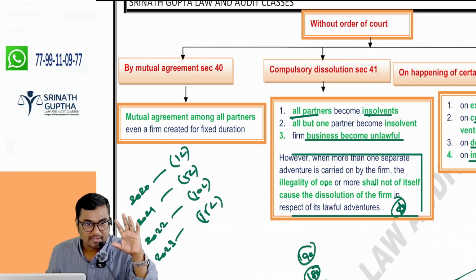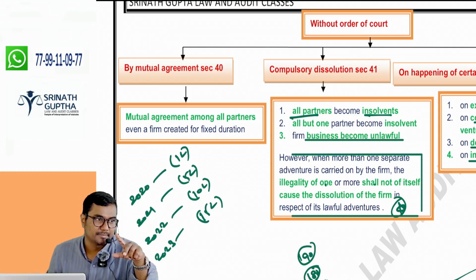However, if the firm is having 2 businesses, wines and milk, wines and water, or wines and books, and the wine business later becomes illegal, but the milk, water or books business is still legal, then the firm can continue.